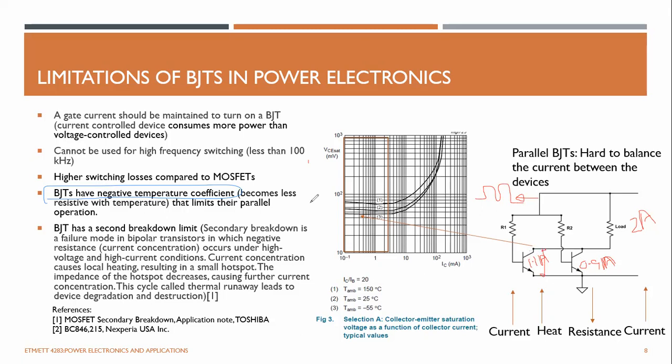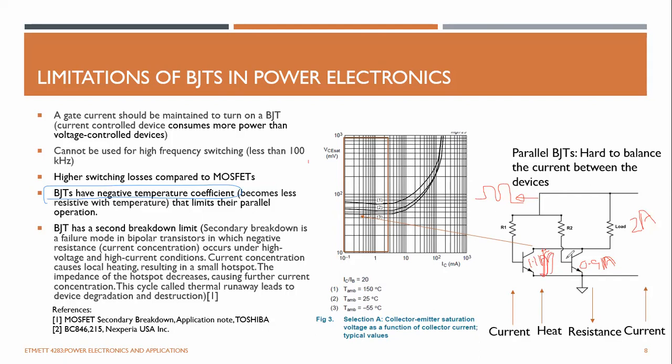So when this guy is heating up, as you can see, this current is increasing. It has a negative temperature coefficient. So when the current is going up, its voltage is dropping. So this voltage is dropping, which leads to low resistance, right? Which means its resistance is going down, which leads to more and more current flowing through this guy.